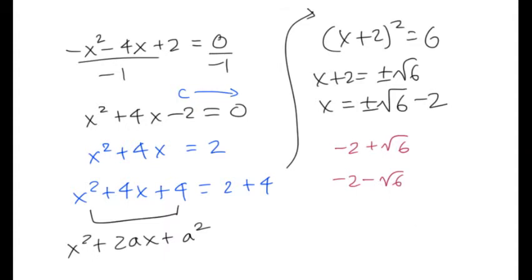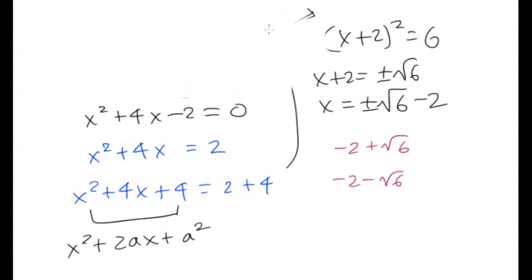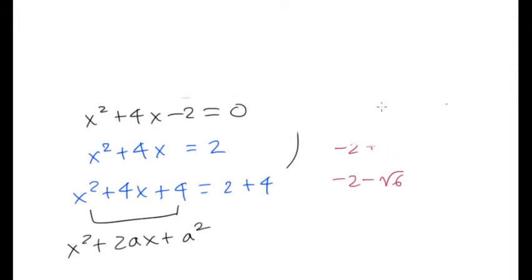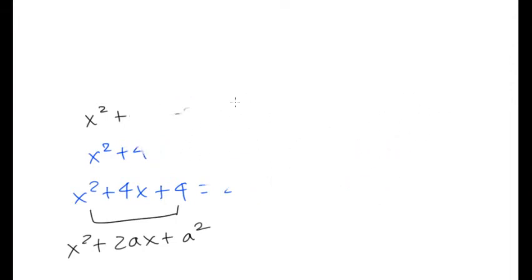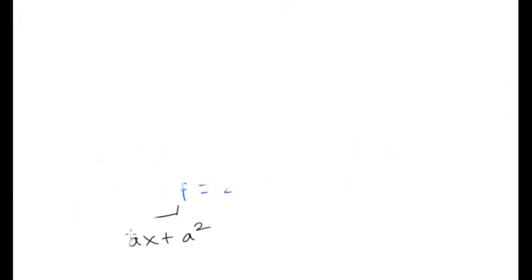Easy peasy. Okay, so that's completing the square, and you are going to have radical roots in your answer. That's normal. That is normal. You can be rest assured that those are actual exact numbers. They aren't approximations.